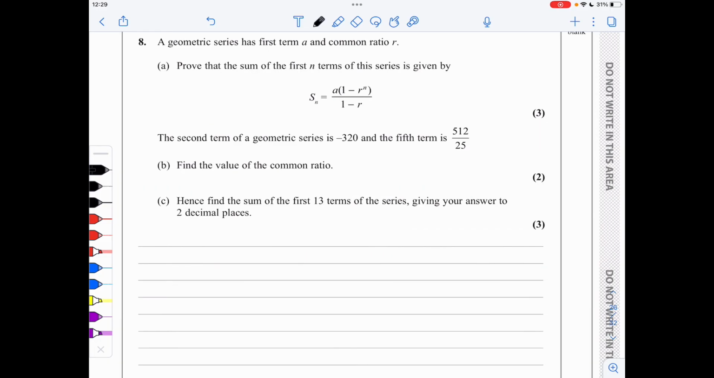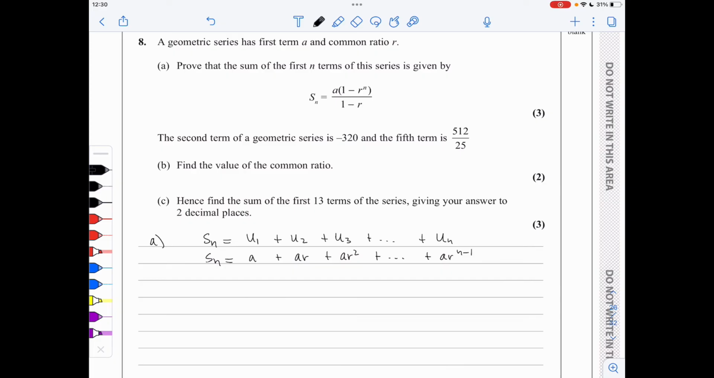In question 8, we've got a geometric series with the first term a and a common ratio of r, and we need to prove the summation formula. So I will start by writing out that Sn means u1 plus u2 plus u3 plus ... plus un. We know that the first term is a, the second term is ar, then ar squared, up to and including ar to the n minus 1.